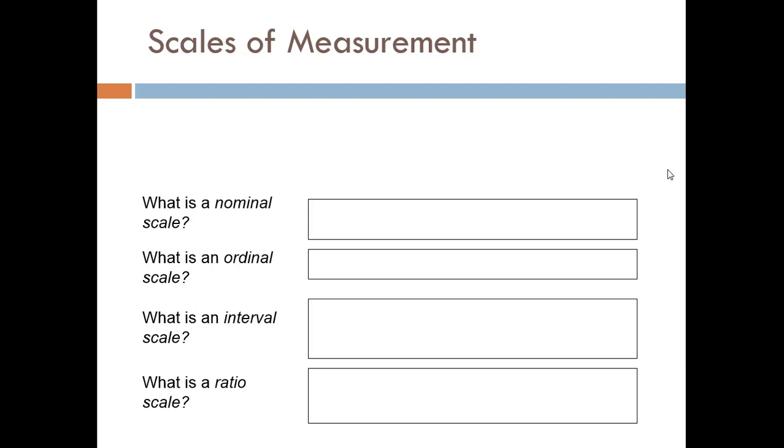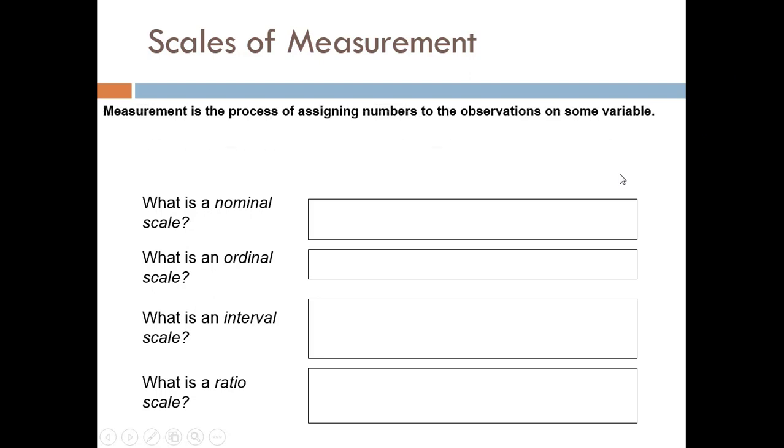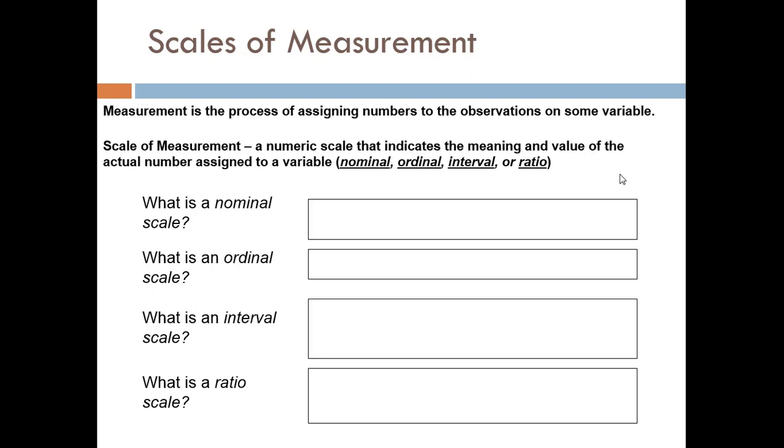Scales of measurement are one of the key factors behind this chapter. Just as we assign numbers to represent variables such as height, the general idea behind measurements is to assign numbers to the observations of the same variables. When we look at scales of measurement, we are referring to a specific numeric scale that indicates the meaning and value of the actual assigned variable. There are four different types of scales of measurement. They are the nominal scale, the ordinal scale, the interval scale, and finally the ratio scale.